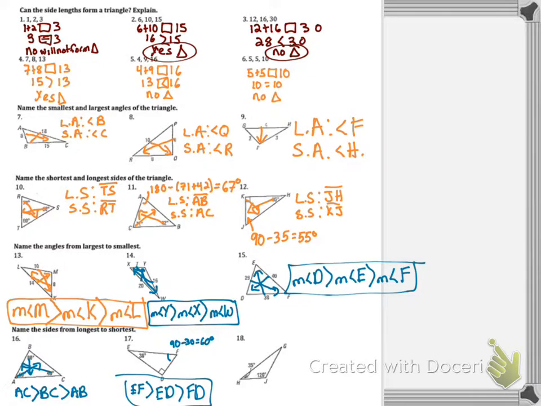And last but not least, I once again am solving for this angle. So I have 180 minus 120 minus 35, which gives me 25 degrees. So we see that the longest side is going to be HG, which is greater than JG, because that's my next biggest angle. And then my smallest angle is at 25, so that's going to be HJ.